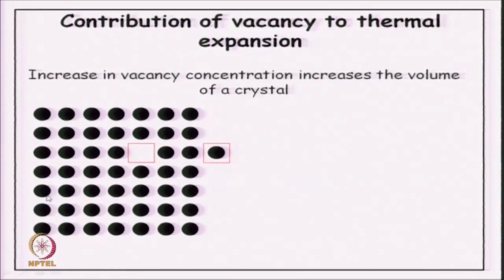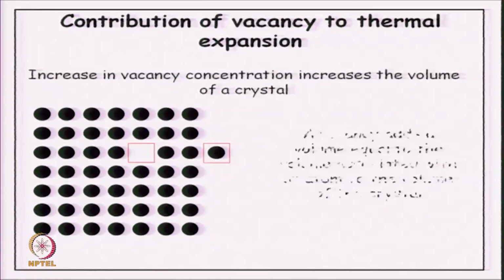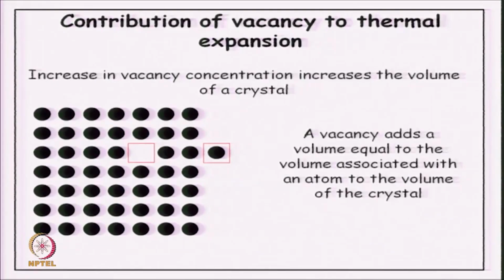Initially, the volume was limited by this square boundary in this two dimensional example, but now here the boundary has expanded to include this atom. So, the overall volume of the crystal has increased. So, a vacancy adds a volume equal to the volume associated with an atom to the volume of the crystal.